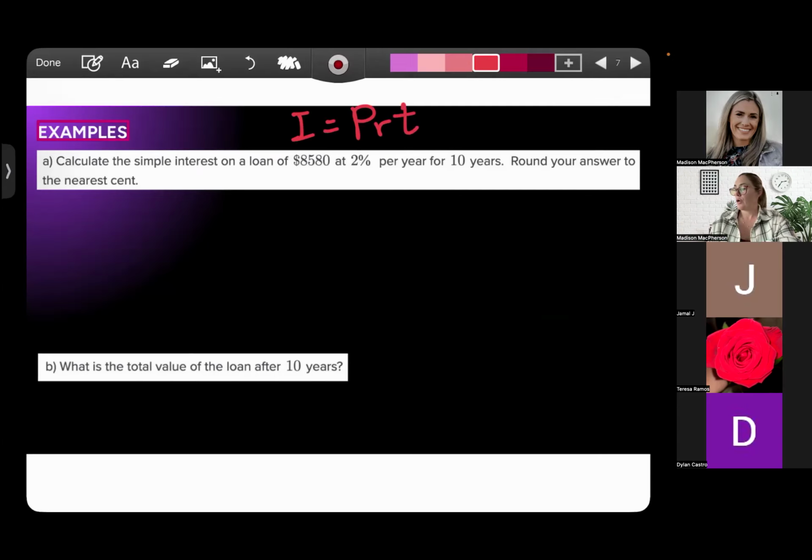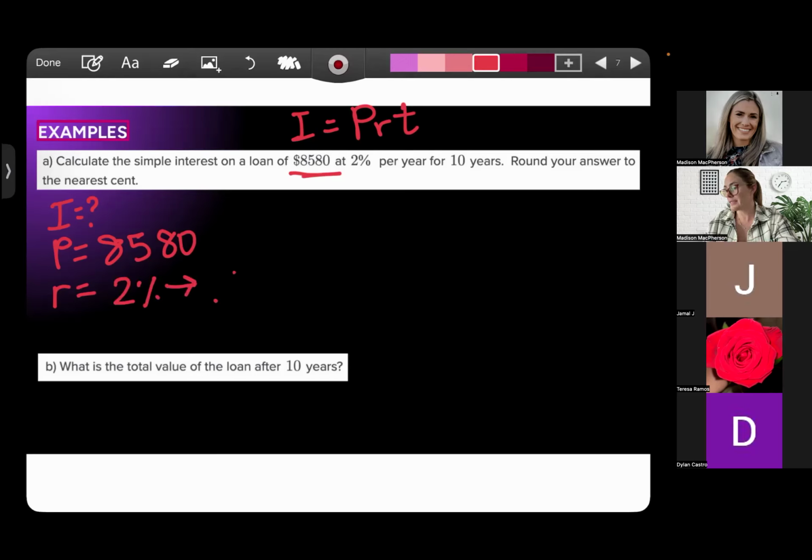So we want to know what is I, because we don't know what that is. We are given that the principal is the original amount. So P equals 8,580. Our rate is 2%, which if I change that to a decimal, it is 0.02. And then our T, our time, it was per year for 10 years. So it's going to be 10.